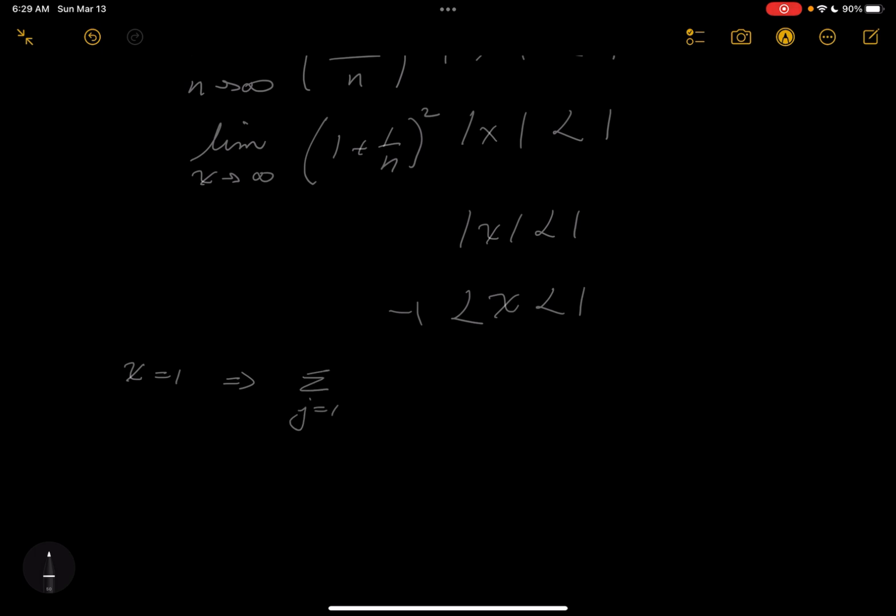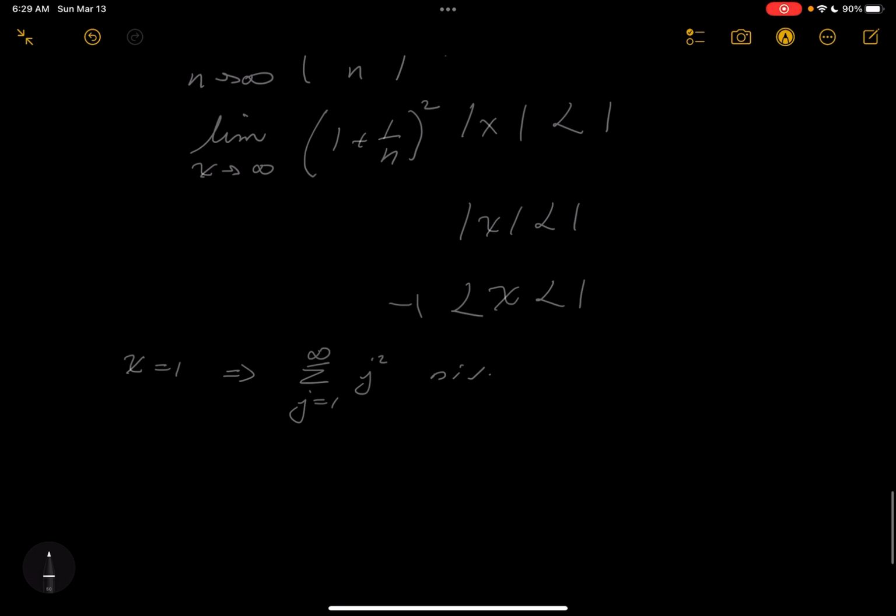j equals 1 to infinity, j squared, right? If the x is 1, that's what's going to equal. Clearly divergent. Again, if you write the terms out, you have 1 squared, 2 squared, 3 squared. It gets bigger and bigger. All right, let's do x equals minus 1. And what would that give you? Well, let's write that down. That would give you j equals 1 to infinity. You still get the j squared, but now you get minus 1 to the j minus 1, which again is clearly divergent.